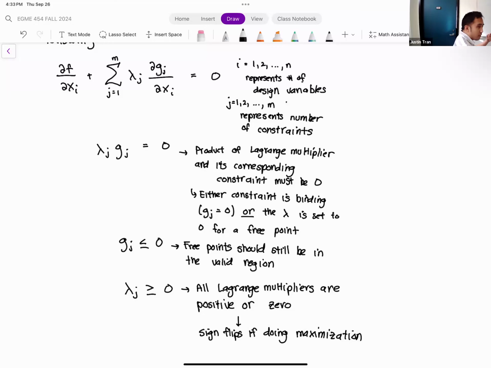Number 3 is that if you have a free point, it should still satisfy the inequality constraints. And the last point, we're not really going to use that all that much because we're not going to do too much with the Lagrange multiplier signs, but I included it here just for the sake of completeness.